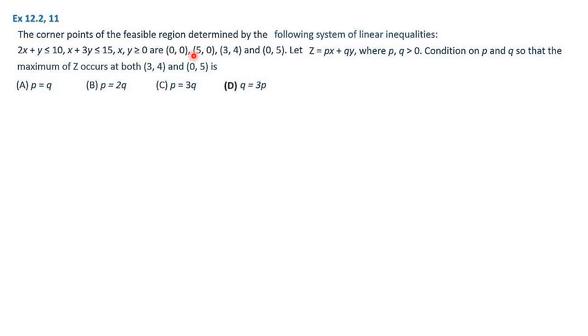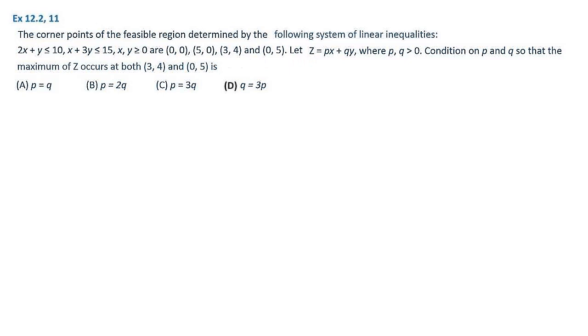Corner points are there: (0, 0), (5, 0), (3, 4) and (0, 5). And here we have to find the condition, where z is equal to px plus qy is the equation given to us, p comma q greater than 0. The condition on p and q so that the maximum of z occurs at (3, 4) and (0, 5). So the relation between p and q we have to find, and the maximum of z occurs at these 2 points, (3, 4) and (0, 5). So it's a quite simple question.